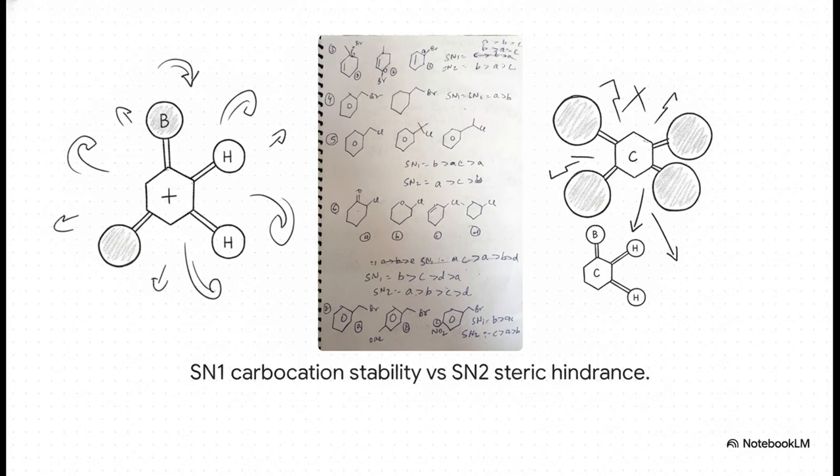But for SN2, it is the exact opposite. Because SN2 requires that strict backside attack we just talked about, bulky tertiary groups physically block the incoming nucleophile. It's basically a path of least steric hindrance. Therefore, small, unhindered primary substrates react the fastest in SN2.